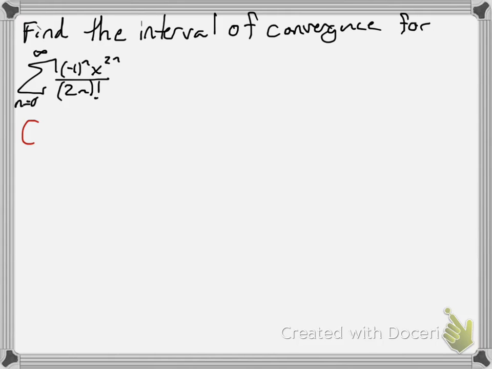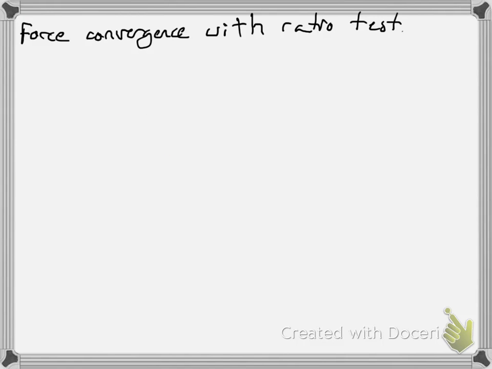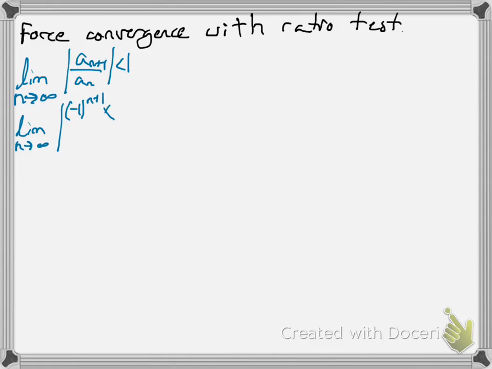Well, of course, I need to find the center first. Looking at the x, there's no translation. X equals 0 strikes again. Now I need the radius. Well, we've done this before. Radius of convergence. Best place to start, ratio test. So that's what we'll do. We will force convergence with that ratio test. So I'm going to again take my limit and make sure it's less than 1. So now I'm going to have my n plus 1th term.